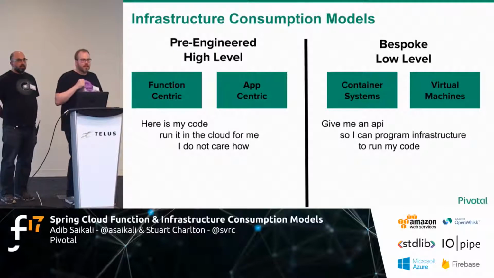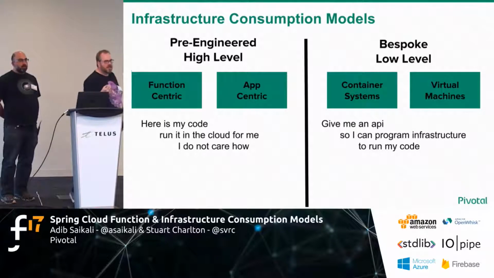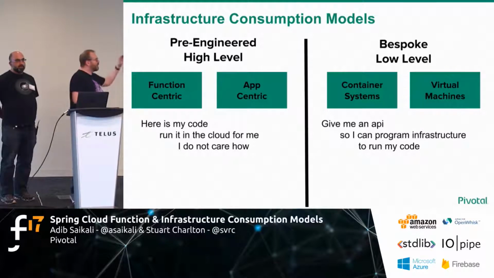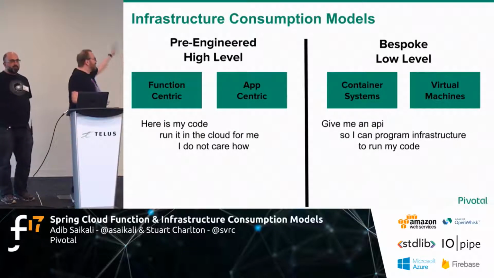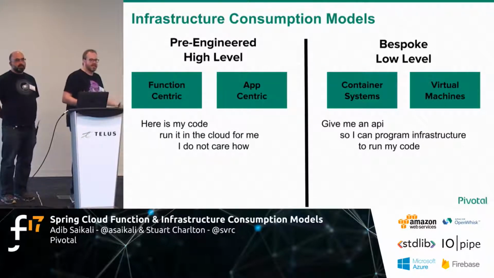That's the haiku that we say of how to think about when you're using those kinds of models. Bespoke low-level models are still important when I have weird specialized things to do. Give me an API so I can program infrastructure to run my code. Say I'm running a database. I need that. I can't run the database on the other side, right? Say I want to run Kafka or a messaging system. I've got to have it on the lower level side.